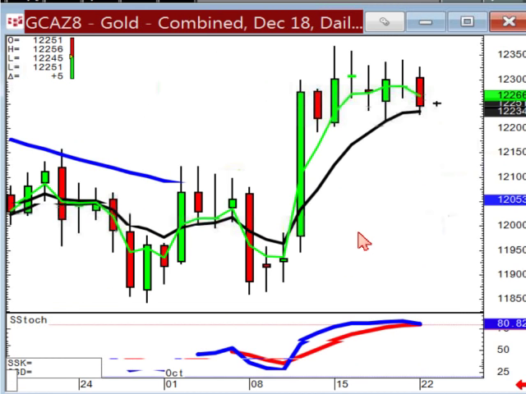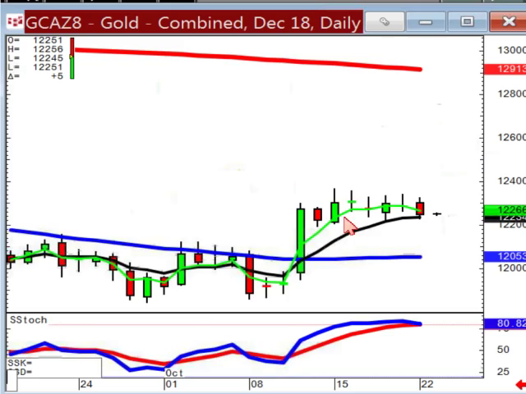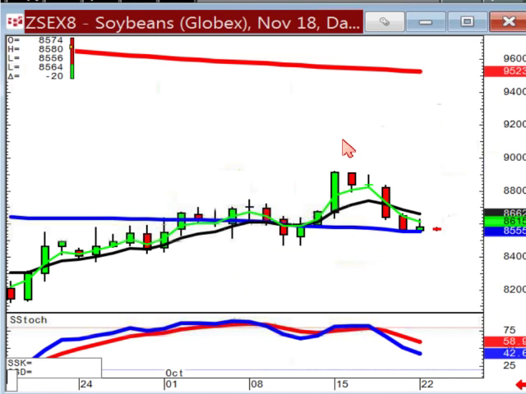Gold, flat. You see it popped up, but now it's trading flat. What's that tell us about getting into some gold stocks right now? It tells us pretty much we don't want to be there. Trying to think of what other things we can look at. Soybeans, what are they doing?